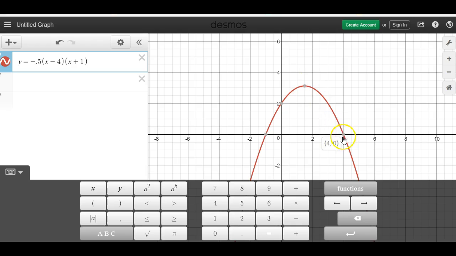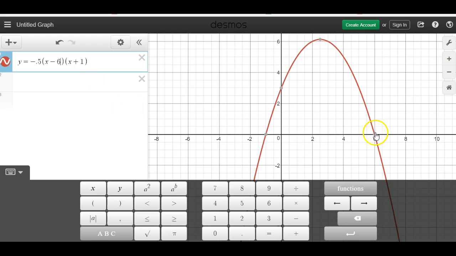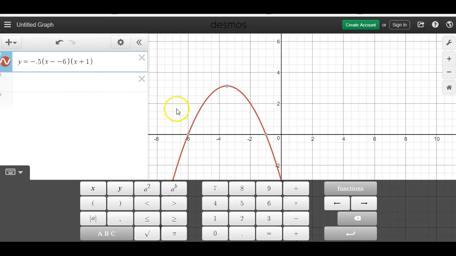We have a vertex. We also have these zeros, (4, 0) and (negative 1, 0), and they come from right here. If I were to change this number 4 to a 6, see what happens? My zero is now 6. If I change this to, let's say, a negative 6, oops, not negative x, negative 6, now that negative 6 means the zero has been flipped over here to negative 6. So that's the idea behind these.